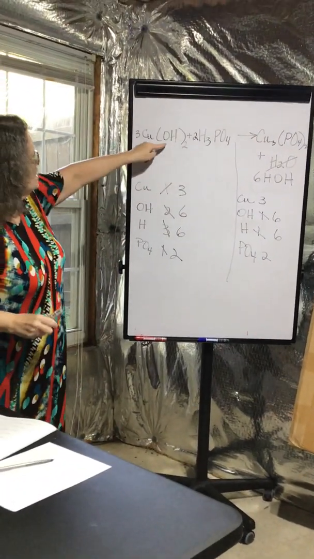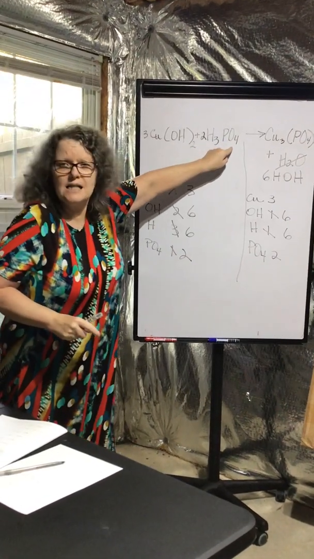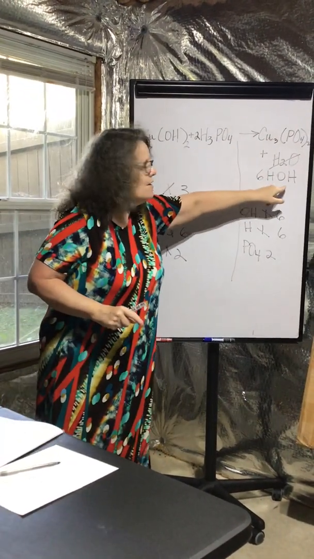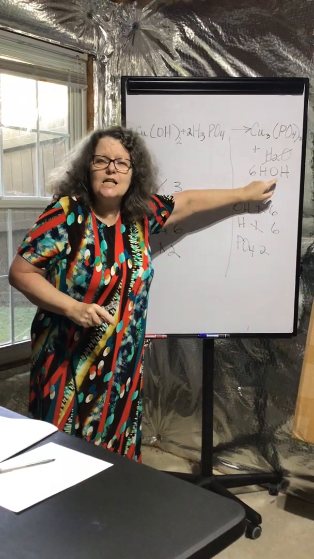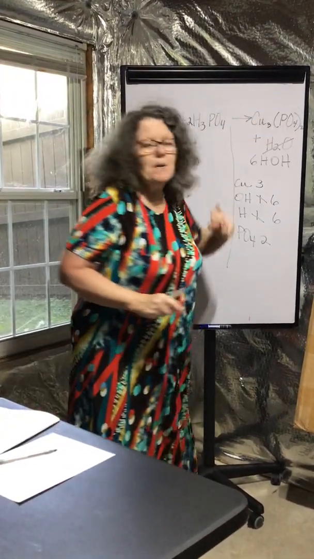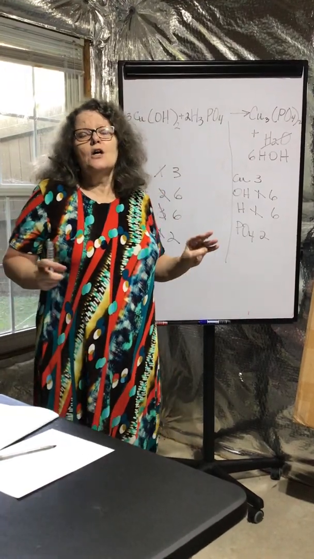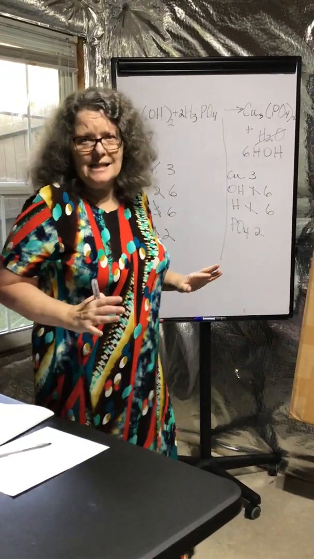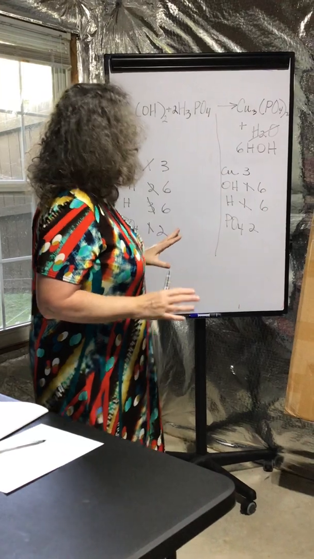So here's the takeaway. If you have hydroxide and another polyatomic ion, and on the other side you have water, go ahead and make that HOH, because then you can leave your hydroxide together, leave your polyatomic ions together. Remember, we'll do anything in science for a quick shortcut, and this is a really good shortcut.